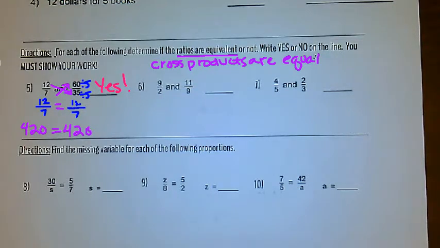Okay, so now looking at these, both are simplified, so this is definitely a no. These are both simplified, and they are not the same. So they are no's. But just to show you that the cross products won't be the same, 81 is not equal to 22, and 12 is not equal to 10. So again, just another way that you can double check your work.